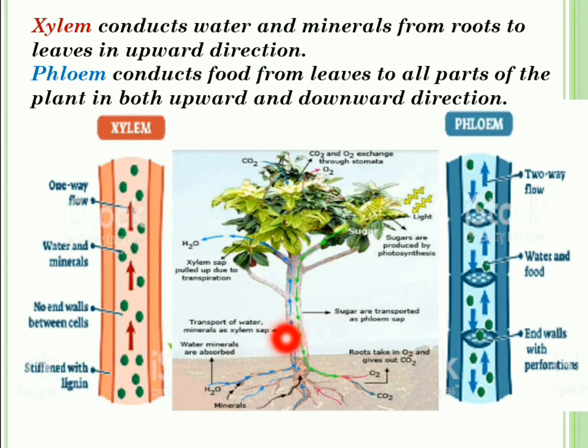Students, have a look at this diagram. You can see the roots absorb water with minerals and transport them to the aerial parts of the plant through xylem. The organic food is synthesized in the leaves and is transported to all parts of the plant, including roots, through phloem tissue. So, xylem conducts water and minerals from roots to the aerial parts of the plants that are leaves, in upward direction. Phloem conducts food from leaves to all parts of the plant, including roots, in both upward and downward direction.